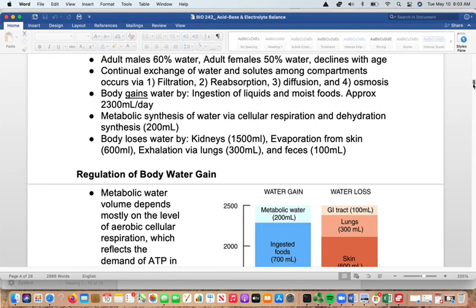You have metabolic synthesis of water. So if you look at cellular respiration and dehydration synthesis of things, you'll notice little arrows where water leaves the cycle. That is your metabolic water.